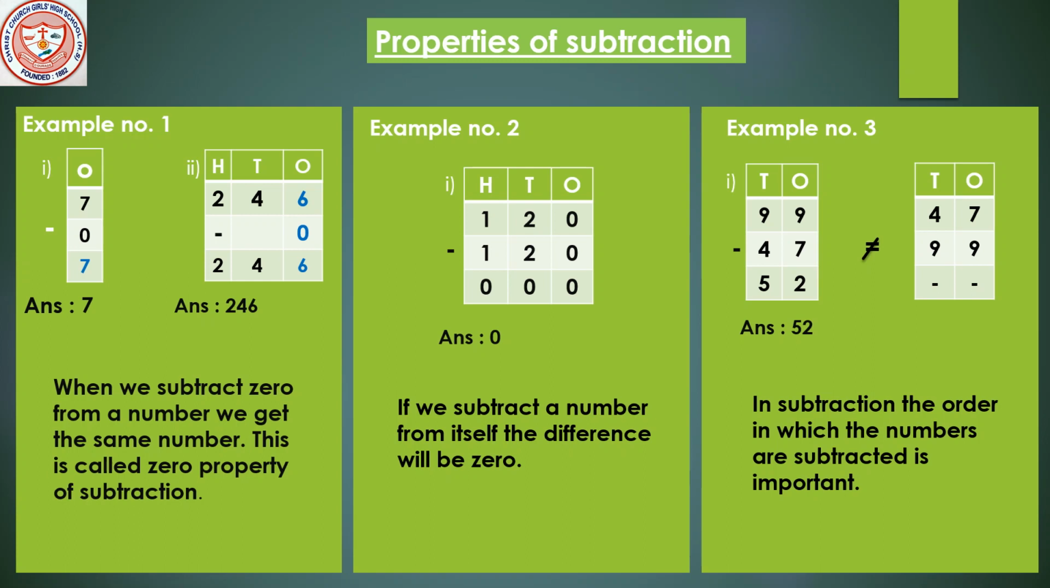because we can subtract a smaller number from a bigger number, but we cannot subtract a bigger number from a smaller number. So, in subtraction, the order in which the numbers are subtracted is important. These are the properties of subtraction. I hope you all have remembered this.